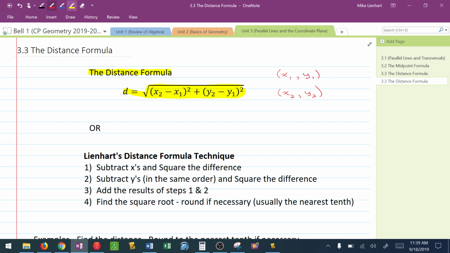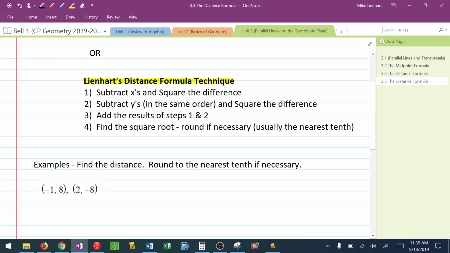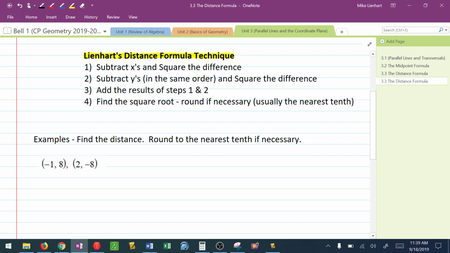Okay? Now, I personally like to do the distance formula by thinking about what I'm doing, not just using the formula. So the technique that I use is I subtract the x's and square them. I subtract the y's in the same order that I subtracted the x's and square them. I add those results together, and then I take the square root. Usually when you take the square root, they're going to ask us to round to the nearest tenth. Remember, that's 1 decimal place.